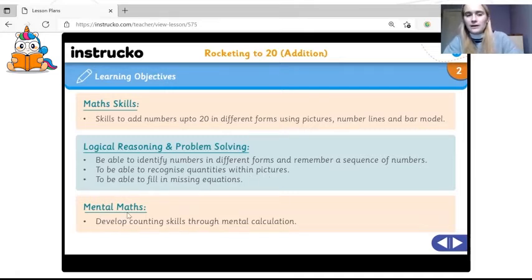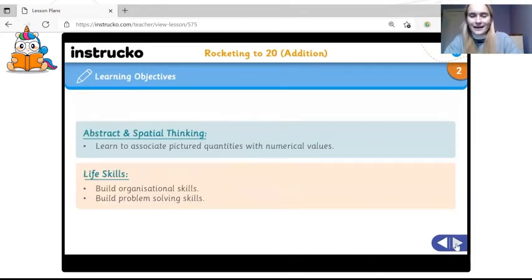Okay, our next objective is mental maths. So in this lesson, we will be developing counting skills through mental calculations. Then we also have abstract and spatial thinking. So this means that we'll be able to associate pictured quantities with numerical values. And finally, for our last objective, we have life skills. So this means in this lesson, we'll learn how to build our organisational skills and our problem-solving skills.